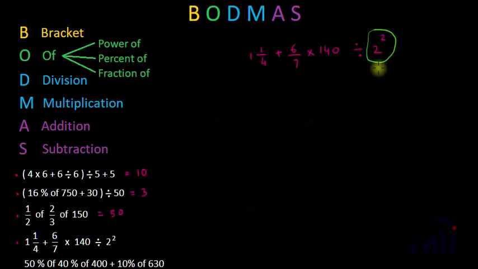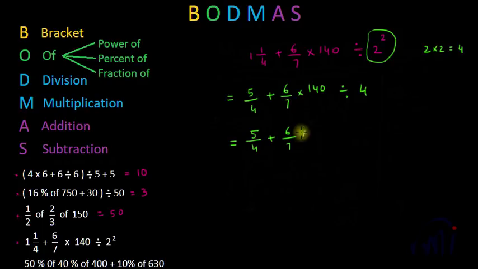So this "of" needs to be solved first, but simultaneously we can convert this mixed fraction in the form of an improper fraction. So 4 1s are 4 plus 1 is 5, divided by 4, plus 6 by 7 multiplied by 140 divided by 2 to the power 2. 2 to the power 2 is 2 multiplied by itself 2 times, which can be written as 4. So divided by 4. And then we can solve this division and multiplication at the same time. 5 by 4 I'll write as it is. Then we have 6 by 7 multiplied by 140. And this divided by 4 can be written as multiplied by the reciprocal of 4, which is 1 by 4.